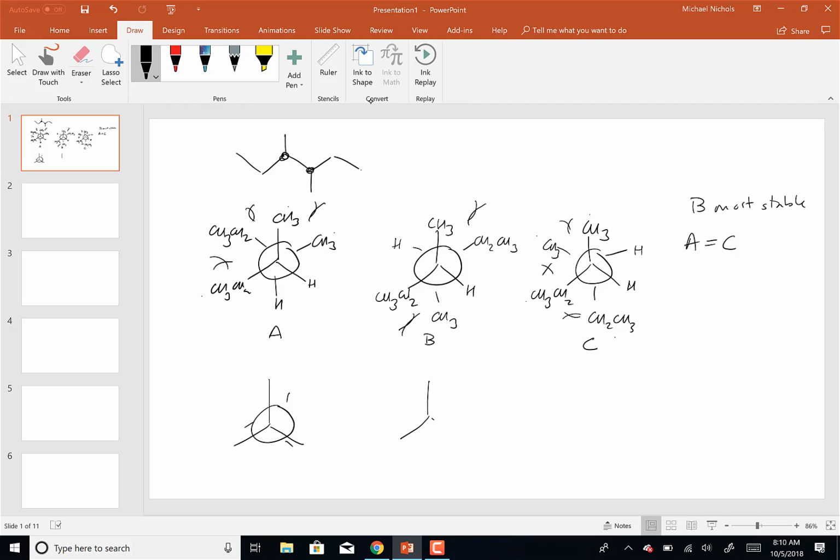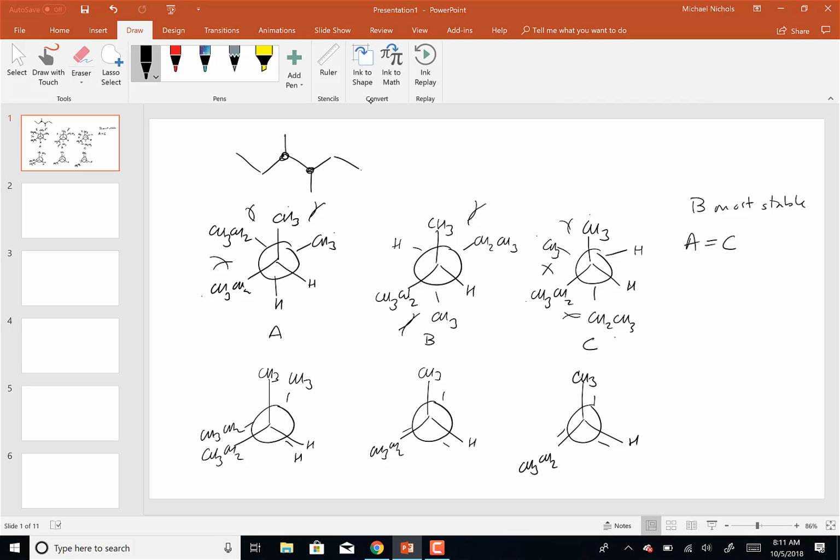And so for our 3 eclipse conformations, what we want to do is hold one of the carbons the same. I'm going to make the front carbon have exactly the same structure. Now for the back, I'm going to rotate this counterclockwise 30 or 60 degrees. So I'm going to line up the methyls, I'm going to line up the hydrogens, and I'm going to line up the ethyls.